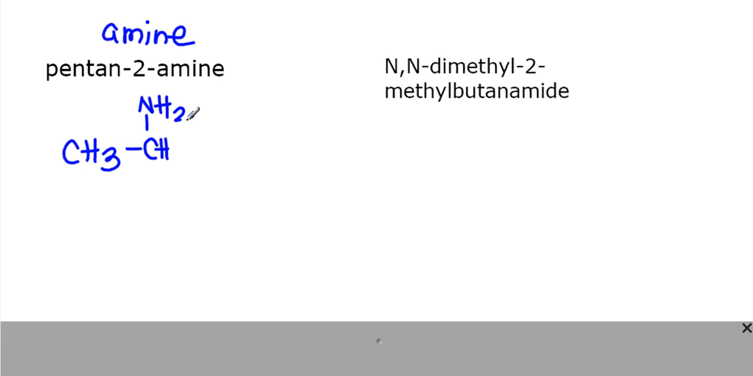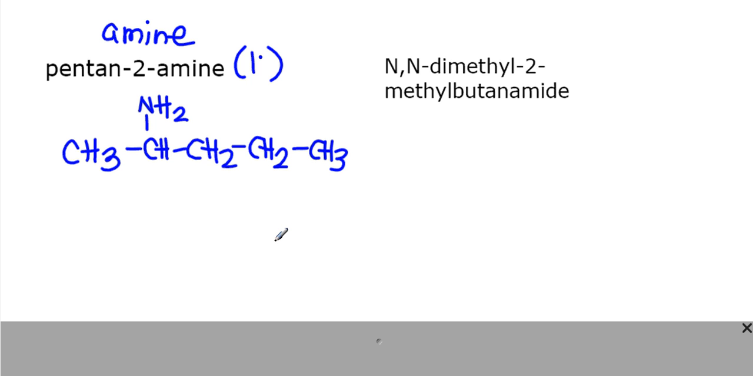And this is a primary amine because I don't see any branches with the letter N here. So I know it's going to be NH2. And then I just continue on my chain like this.